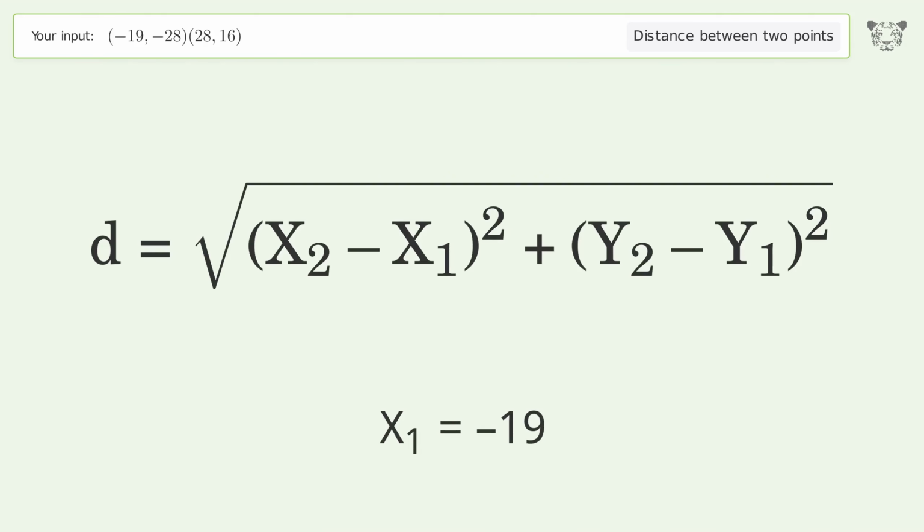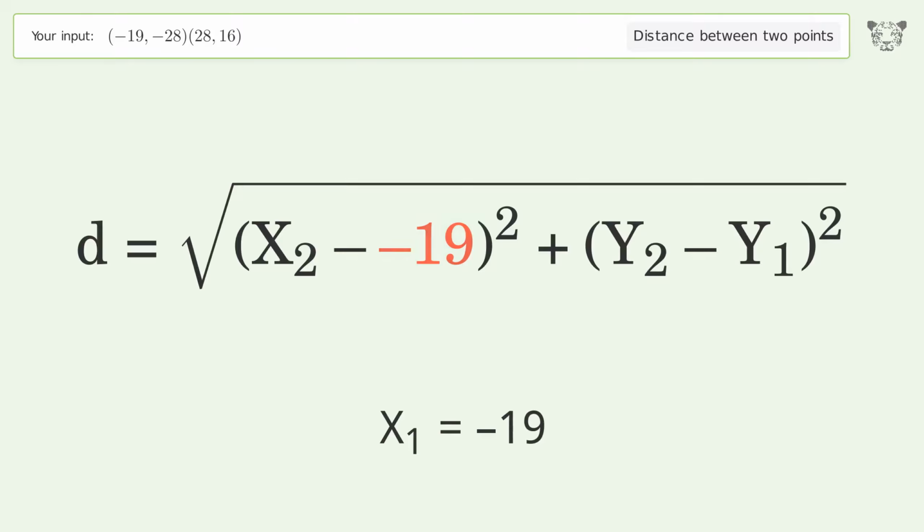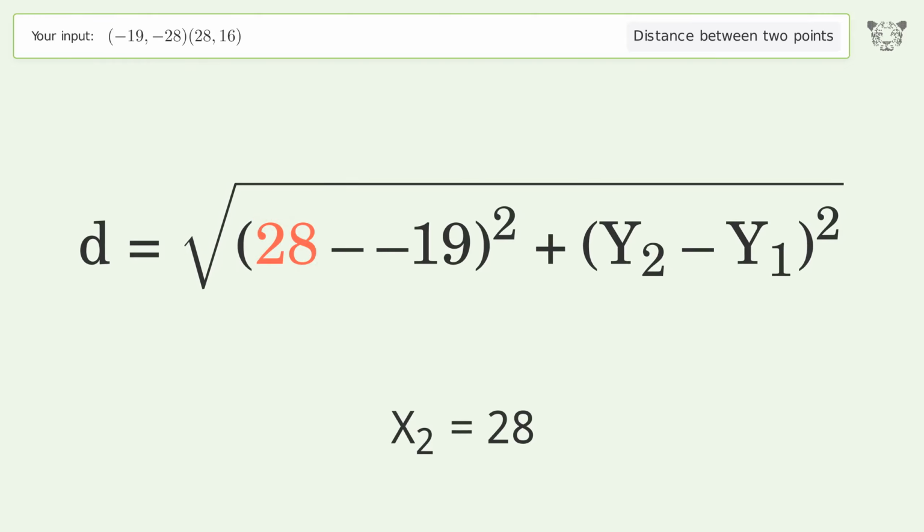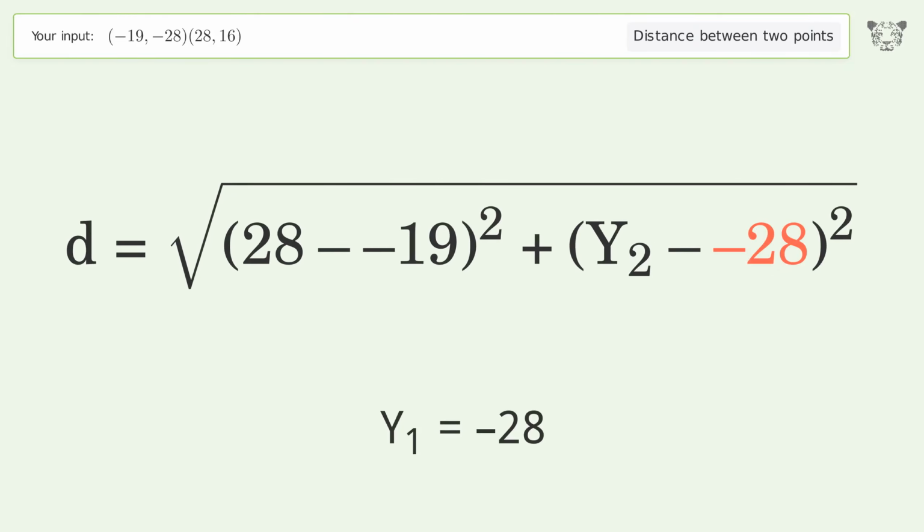x1 equals -19. x2 equals 28. y1 equals -28. y2 equals 16.